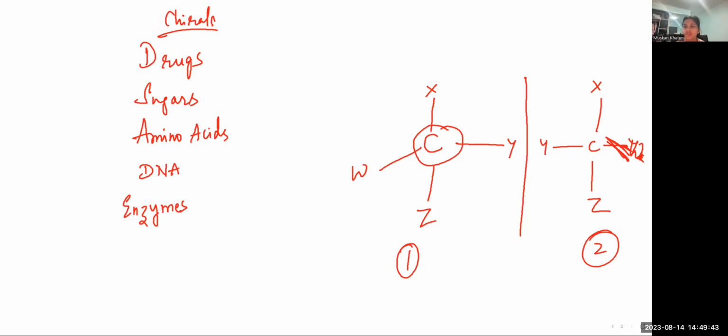Will it form? No, it will not. Because how will it form? What are we looking for? W, X, Y, Z. Because what happens in the first one is X, W, Z, and Y. Even if I rotate it, Y goes that side, W comes this side. There is no way that it's going to form.